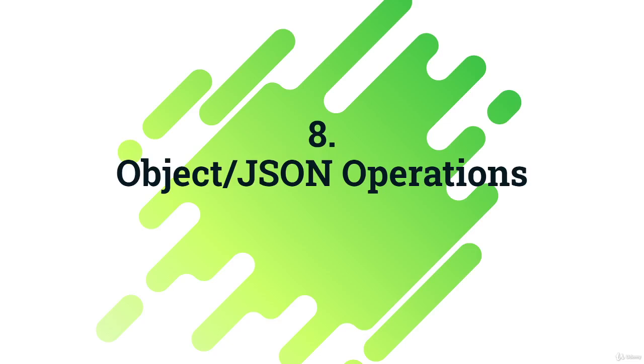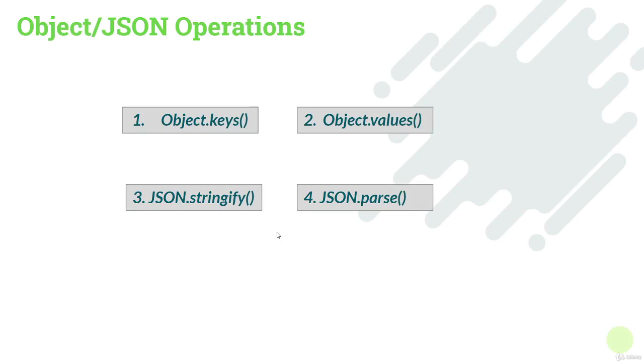In this video, we'll talk about object and JSON operations. There are many operations you can perform on an object, but the most common ones are Object.keys and Object.values. Object.keys extracts all the properties that exist in an object in array format, and Object.values extracts all the values that exist in that particular object in array format.